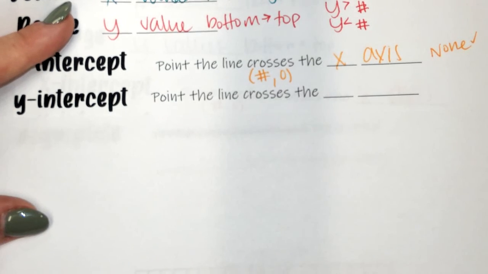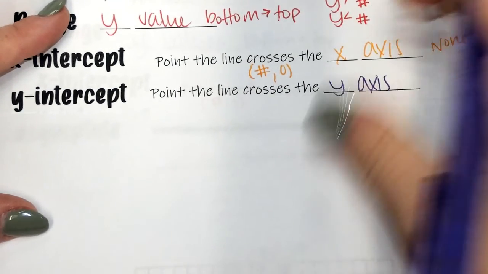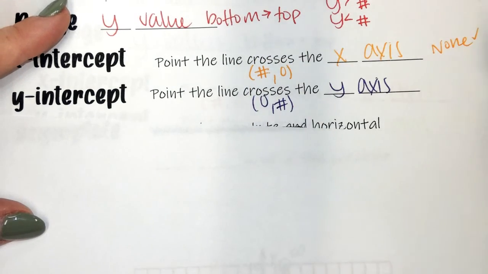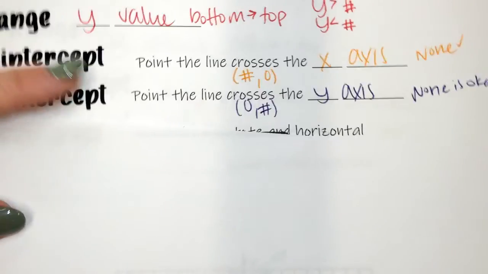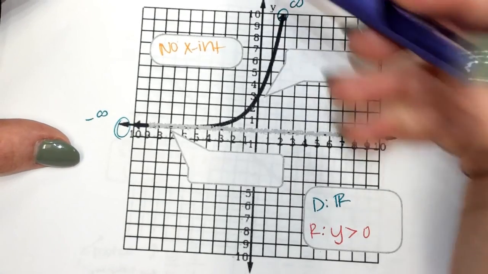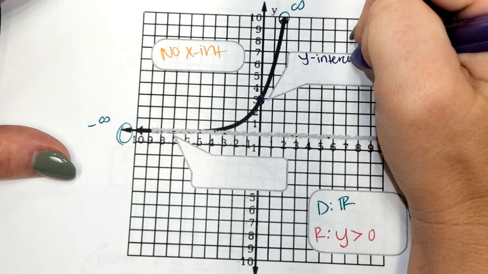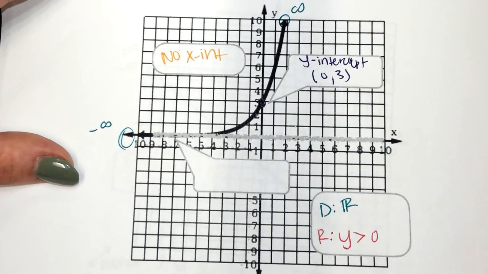Alright, let's look at our y-intercept. That's where it's crossing the y-axis. Again, we might not ever cross the y-axis. None is okay. We've got the y-axis. Oh, it does actually cross here, so this is my y-intercept, and that is at 0, 3.